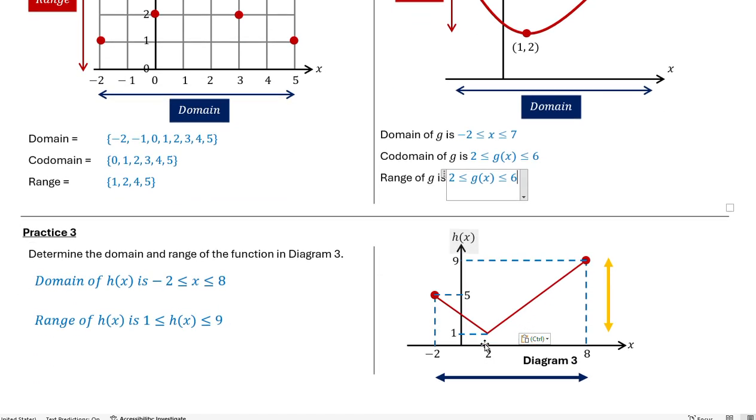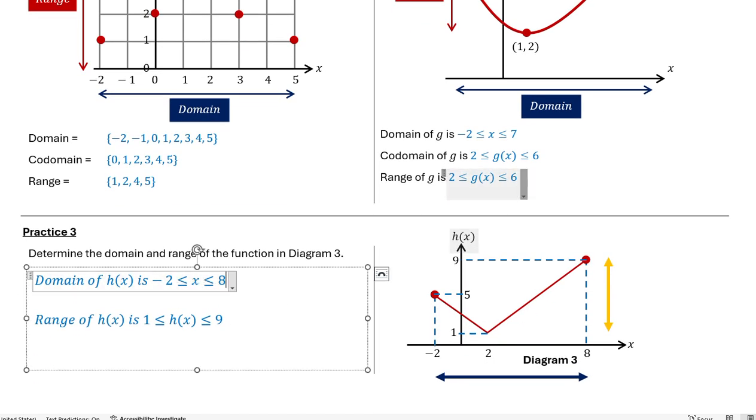Right, next, practice 3. Okay, I erase this first. Remember, what is domain? Domain is the horizontal area covered by the graph. So the leftmost is -2. Do you have a graph to the left of -2? No. And the rightmost is 8. So what is the domain? -2.